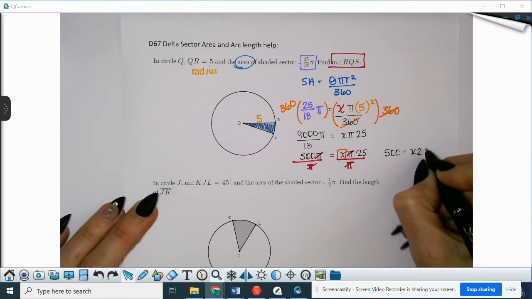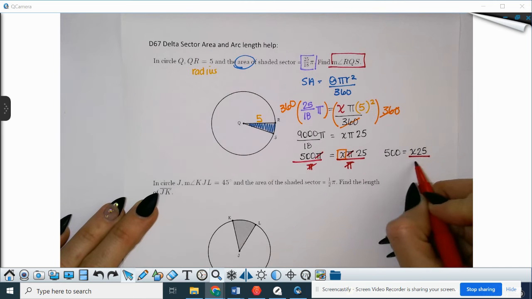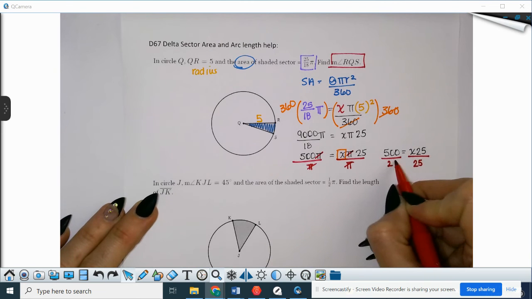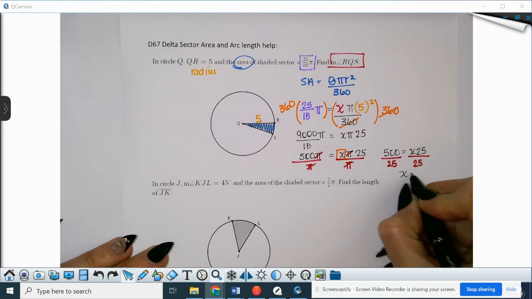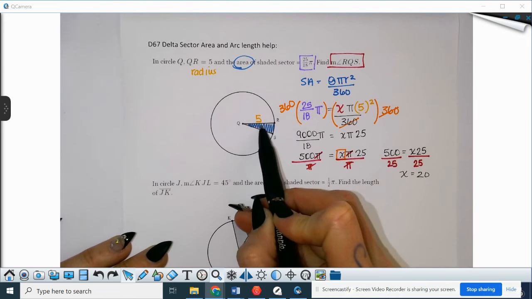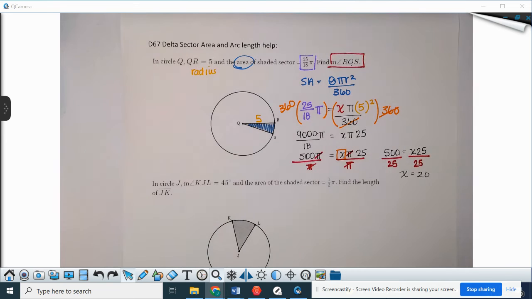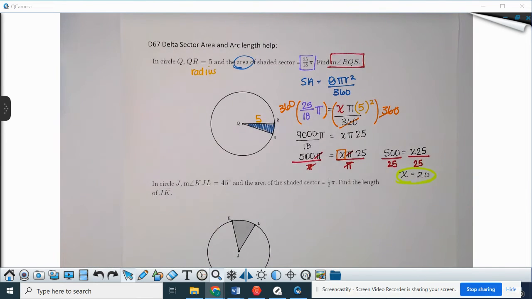equals 25x. X is still not by itself. It says x times 25. So we're going to divide by 25. And you get 20. So x equals 20. And in this case, you want to make sure you remember that the x is theta. So x equals 20. So that means angle RQS is 20. It is small, so that looks correct and sounds correct. So we're going to go with the angle RQS is 20.